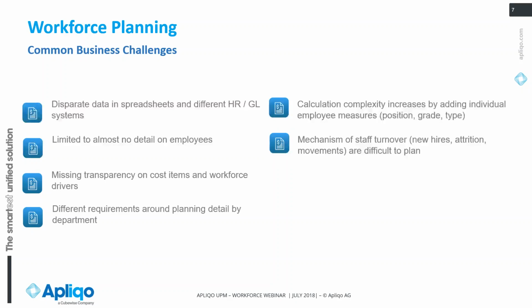The next one is that the mechanism of staff turnover is difficult to plan. Again, in an organization, you have new hires, you have attrition, you have movements, you have in-year movements from one cost center to another, from one company or business unit to another, and you need to have the flexibility and the functionality in a tool to plan these kinds of movements quite easily during the planning process.